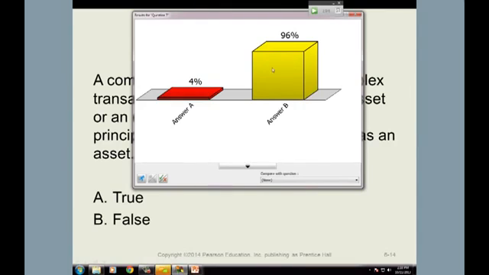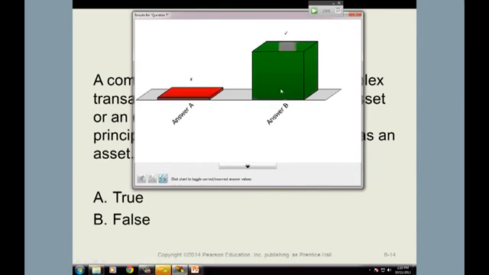All right, that's good. Of course, it should be treated as an expense if you're following conservatism. Again, conservatism by definition is trying to avoid overstating assets and income.